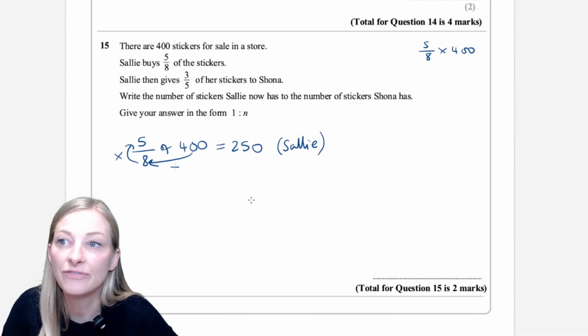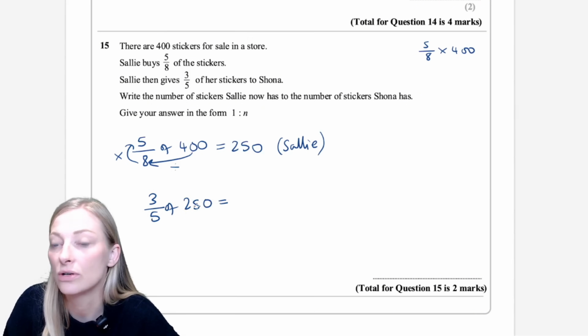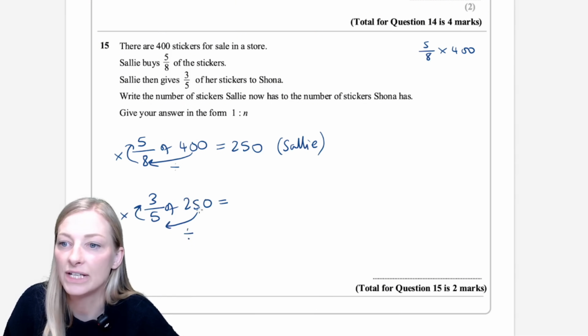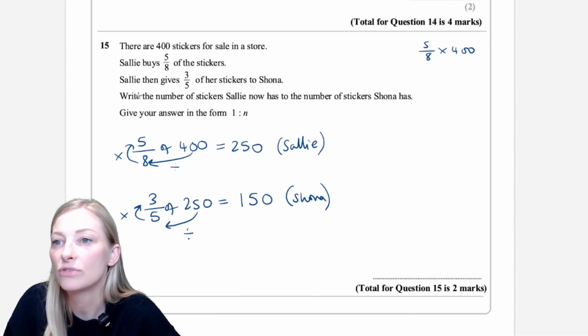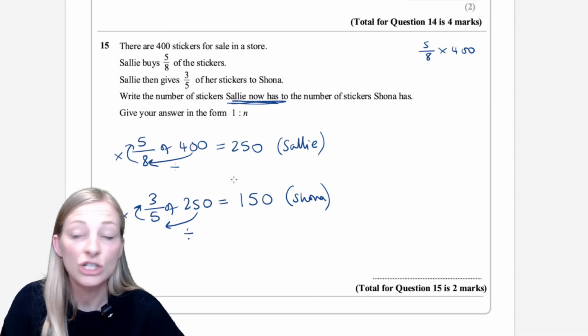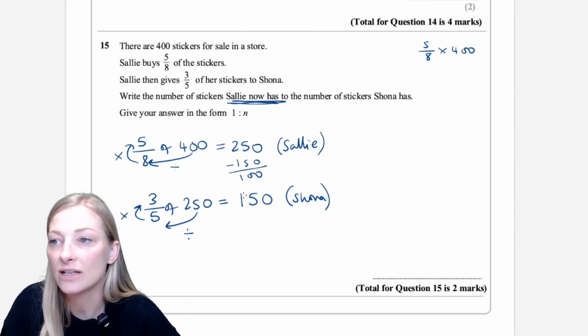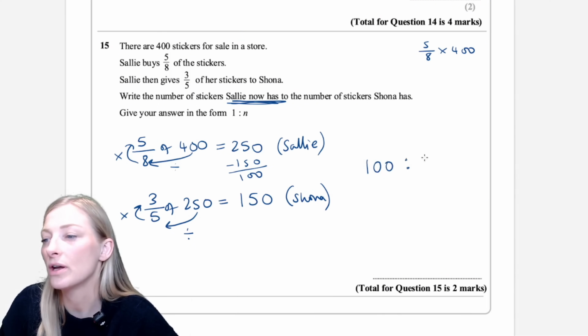And then Sally gives 3/5 of her stickers to Shona. So we now need to do 3/5 of 250. And that's how many Sally is giving to Shona. So we're now going to divide by 5 and times by 3. So 250 divided by 5 is 50, and 50 times 3 is 150. So that's how many she's giving to Shona. Now we've got to give the number of stickers Sally now has. So Sally doesn't have 250 anymore. She's just given 150 of them to Shona. So if we take 150 away, Sally now has 100. So Sally on the left now has 100 stickers. And Shona on the right, we know has 150.